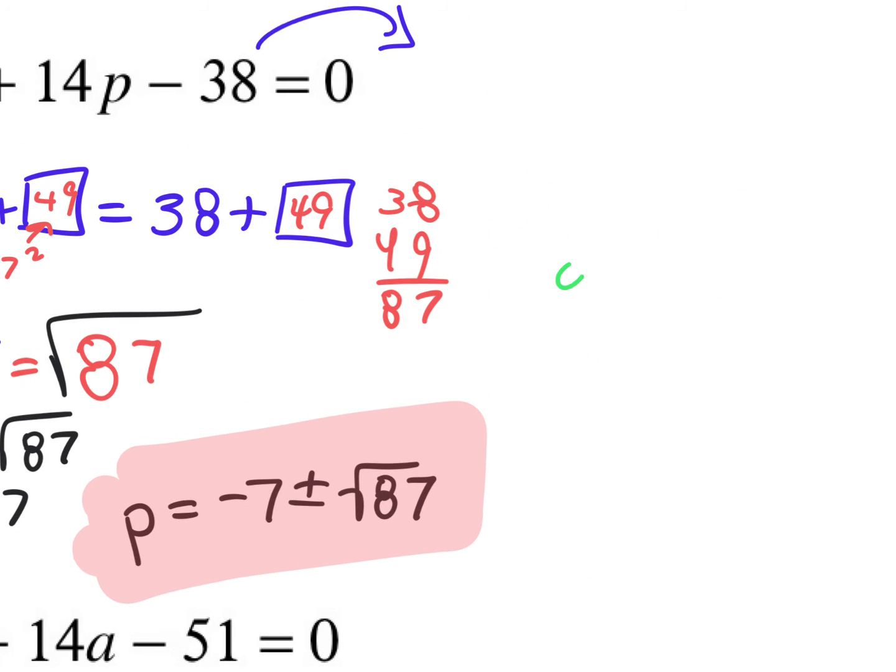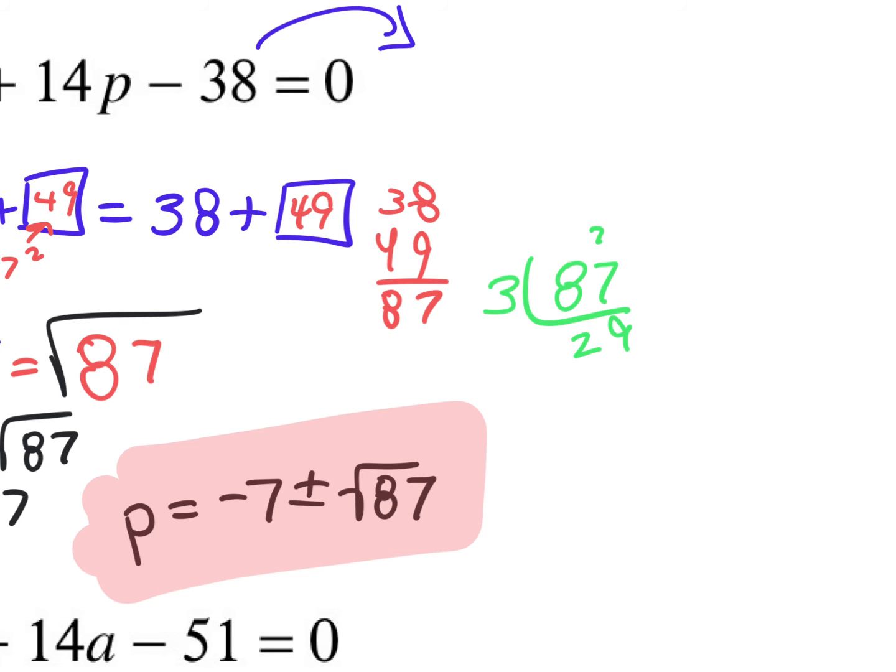We have 87. 2 doesn't go into 87, but does 3? How do you know? What's 8 plus 7? 15. Does 3 go into 15? Yeah, so 3 goes into 8 2 times with 2 left over, right? 3 goes into 27 9 times. Does square root of 87 break down?